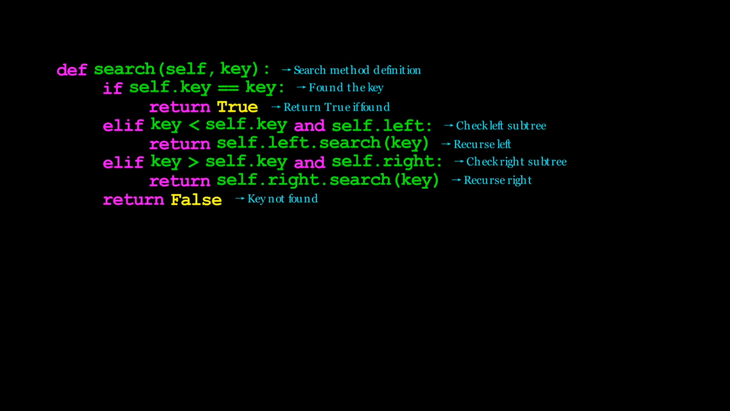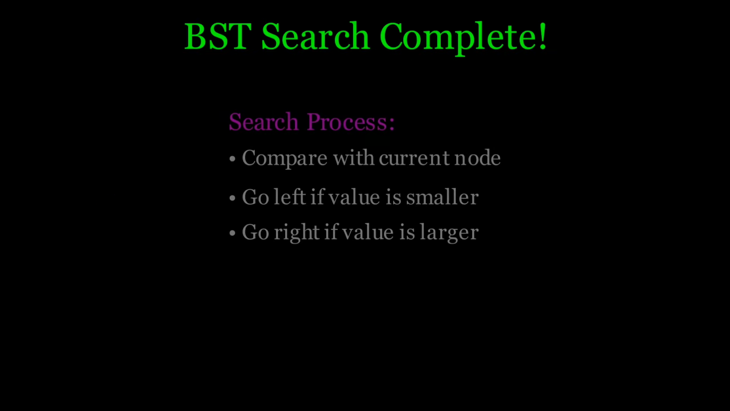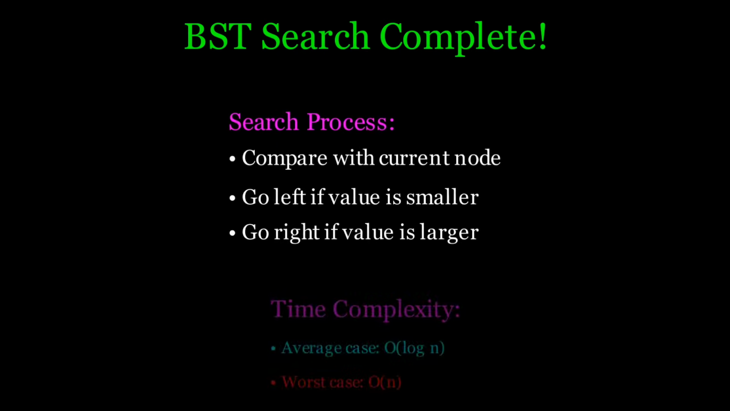So what have we learned today? The search method uses recursion to traverse the tree, and it compares the search key with each node and moves left or right accordingly. The time complexity is in order of log n in a balanced tree.